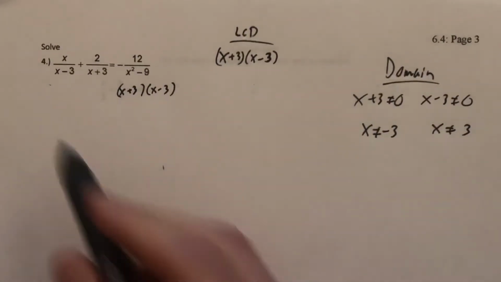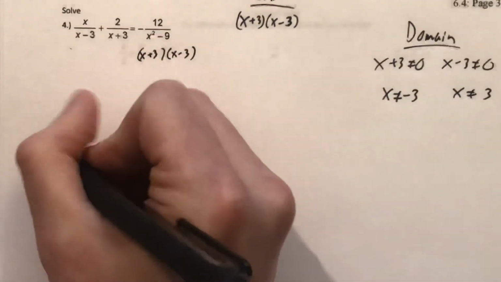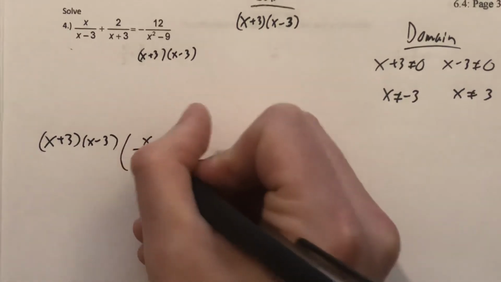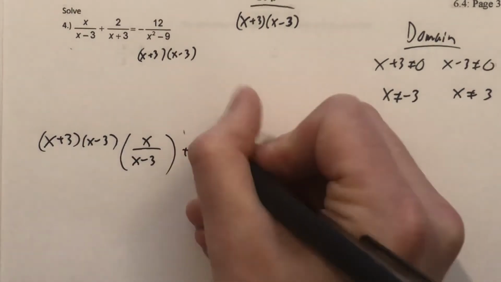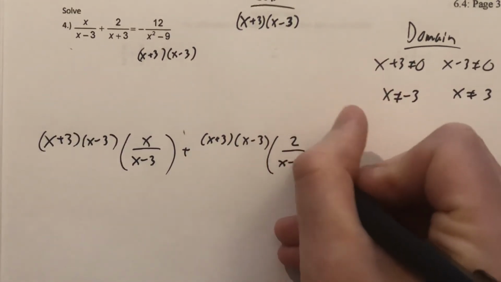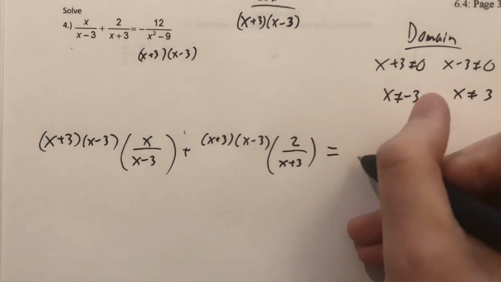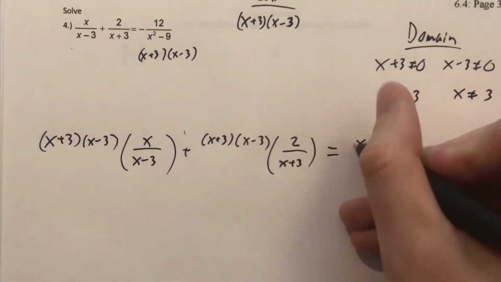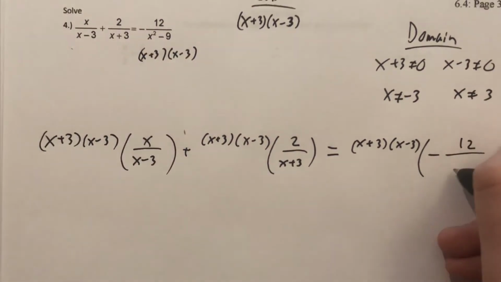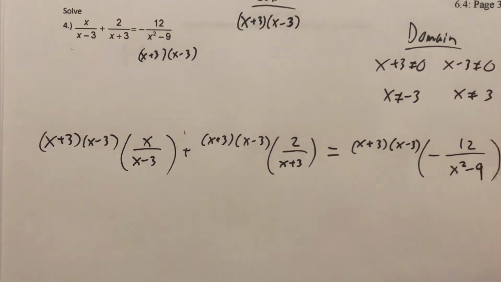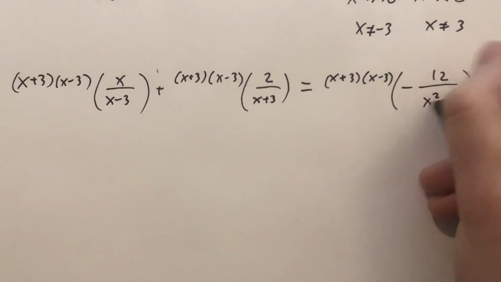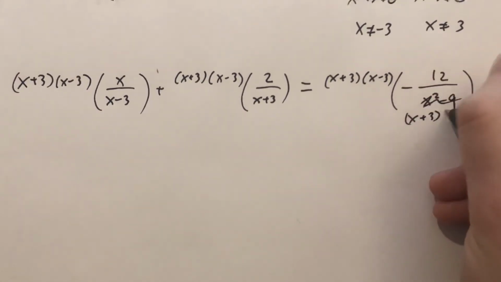Back to our problem, we will simply multiply each fraction by that LCD. So x plus 3 times x minus 3 times that fraction. And the next one. And then on the other side of our equal sign, don't lose that negative sign, there is a negative 12 over x squared minus 9. Oops, I meant to write that as our factored form, x plus 3, x minus 3.